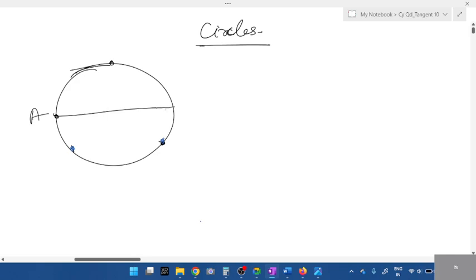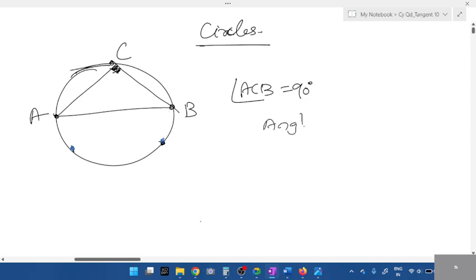Look at, if this is A and B, what's the angle formed in the center? 90 degree. So A and B is what? Diameter, right? You have to mention angle ACB is equal to 90. And the reason is ACB is 90, AB is the diameter.